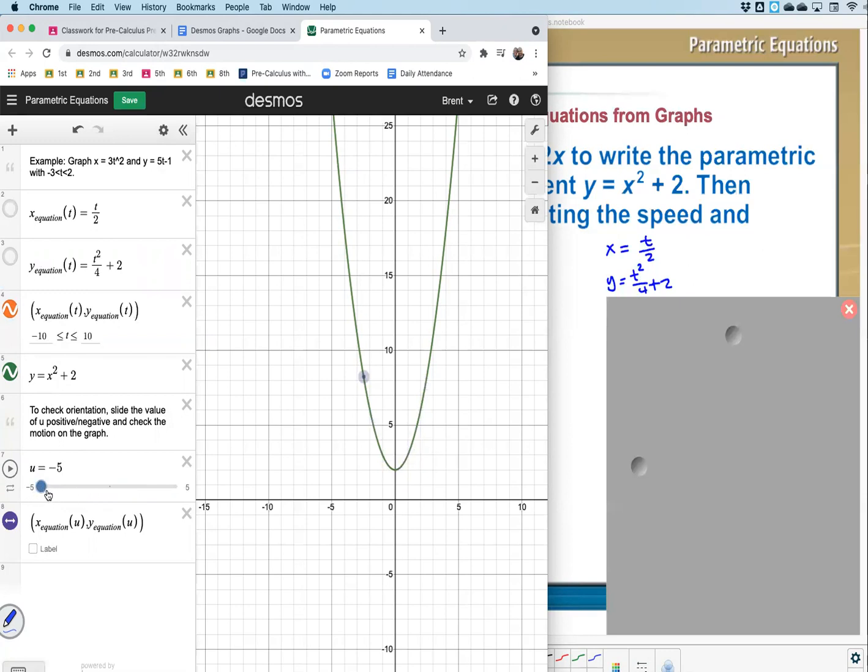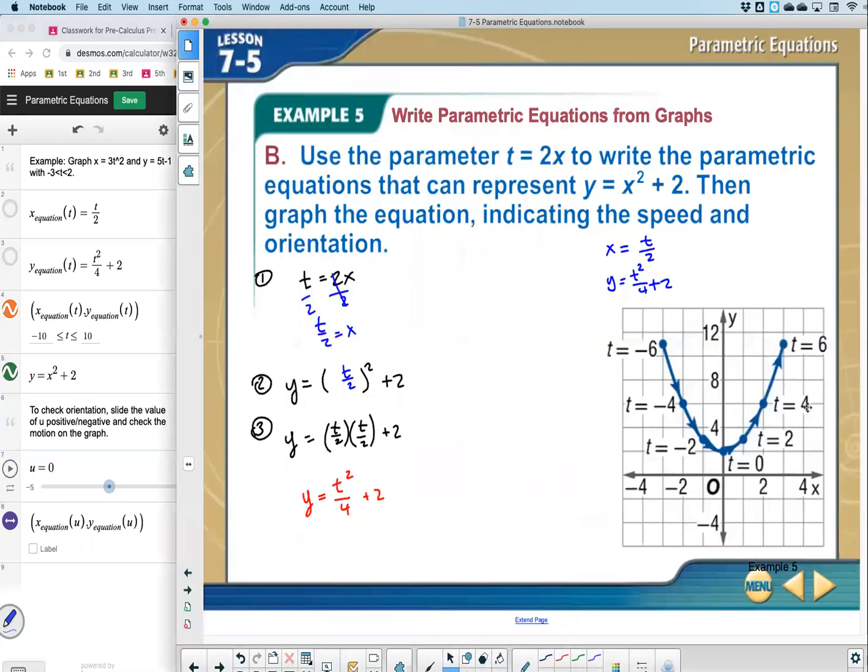So same orientation. But if I check time 0, you would see that time 0 is located in a different spot. That's not 0. There we go. Time 0, it's at 0, 2. So this time, the orientation is the same, but the times were different. This point right there was at 0, 2. That's time 0. So notice that's what changed.